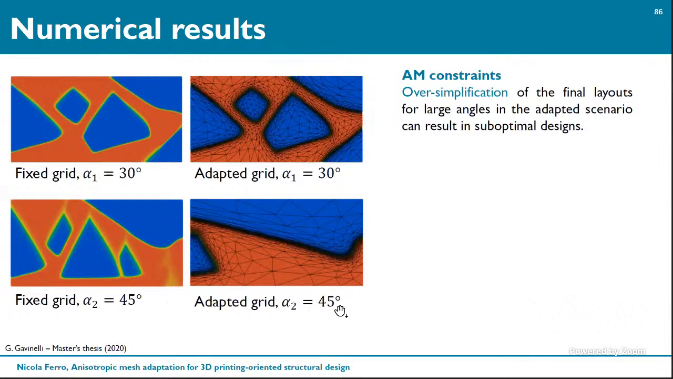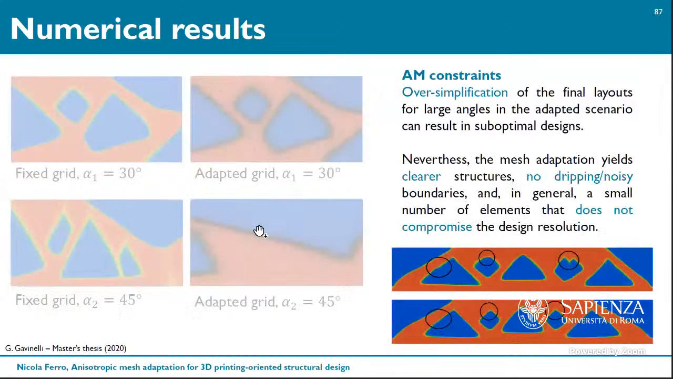As you can see here, when we use a threshold angle of 45, we can obtain a simplified topology by using mesh adaptation that can be detrimental in terms of performance, but also can be good in terms of final layout, because the definition of the surfaces is high quality, and there is no noisy and no dripping effect. So you can see that the use of mesh adaptation does not compromise the design resolution, and in particular is able to relieve some of the problems related to dripping effect of the geometric manufacturability constraint that we are imposing.